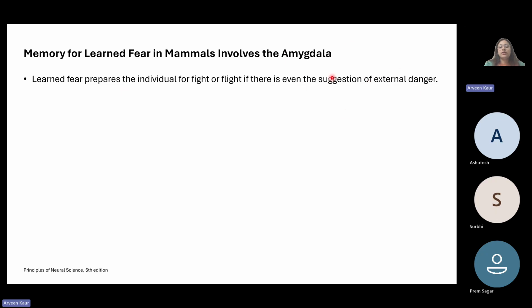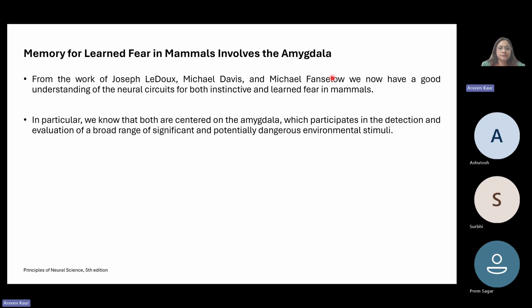So even if you are not in danger as yet, but it is probable that you will be in danger, even in that case, a person can learn to avoid that situation or be afraid of that situation. So, from the works of Joseph LeDoux, Michael Davis, and Michael Fanselow, we now have a good understanding of neural circuits for both instinctive and learned fear in mammals. In particular, we know that both are centered on the amygdala, which participates in the detection and evaluation of a broad range of significant and potentially dangerous environmental stimuli, right?